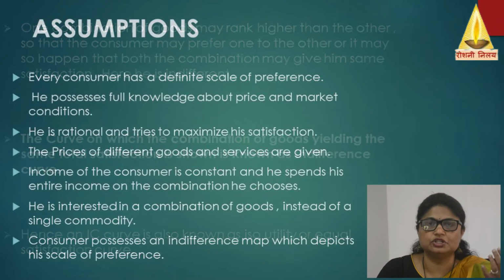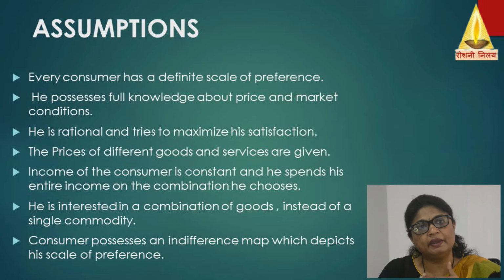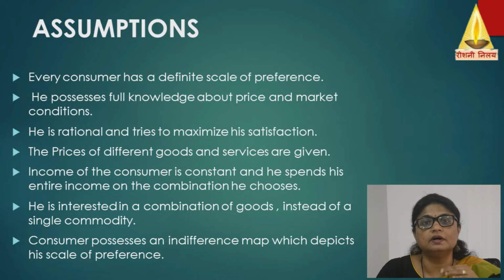Now what are the assumptions? There are different assumptions of the indifference curve. Every consumer has a definite scale of preference. Now I may like oranges, apples and bananas. Consumer B may like bananas, oranges and apples. So every consumer has a definite scale of preference, number one.